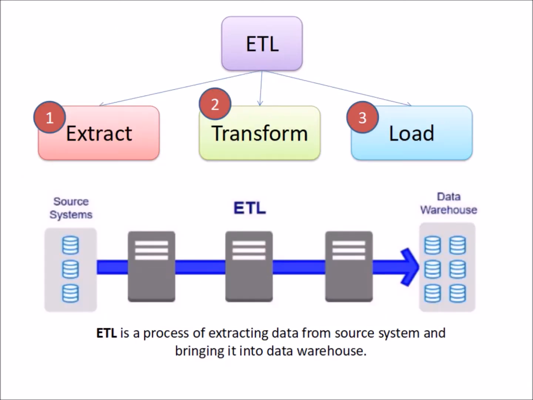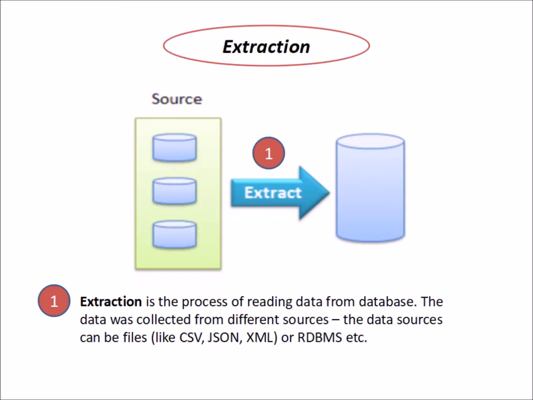ETL has three phases, which are extraction, transformation, and loading. Extraction is the process of reading data from a database. The data is collected from different sources. The data source can be files like CSV, JSON, XML, or DBMS.